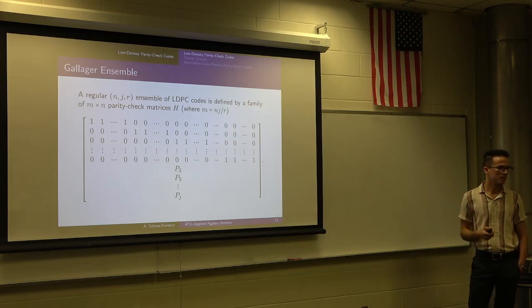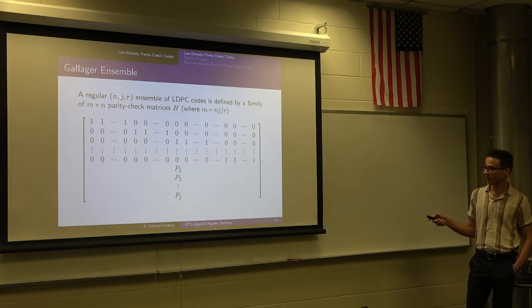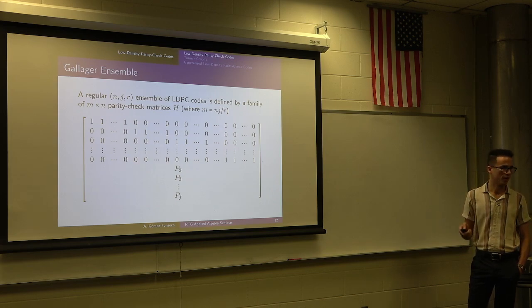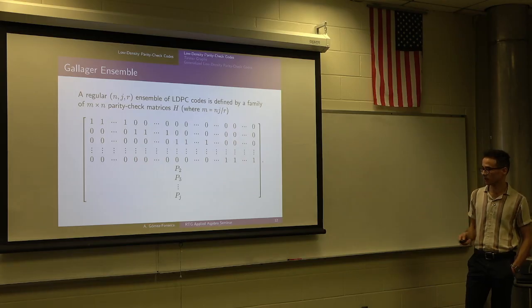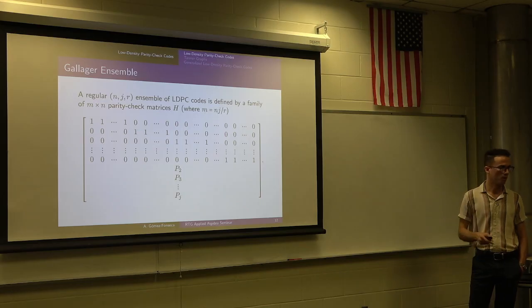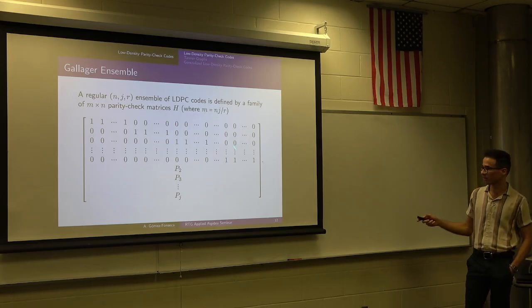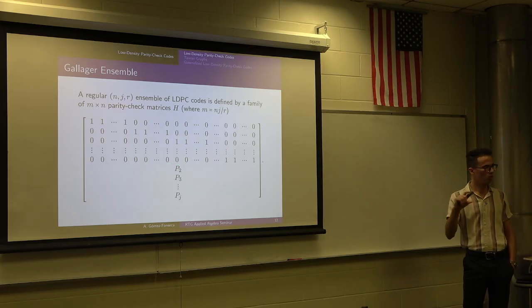And the way he proposed this ensemble is, if you want to construct this LDPC code that has J ones in every column and R ones in every row, you can start by making the first R entries in the first row all equal to 1, and the rest of the coordinates 0. And then for the second row, the first R entries are 0, and the second R entries are equal to 1. And you continue in that fashion until the last R positions are equal to 1. And this is going to give you the first row block.